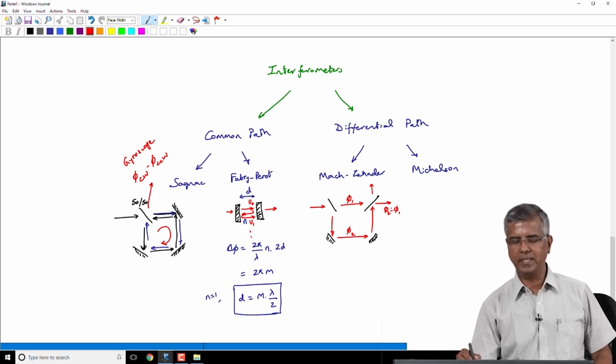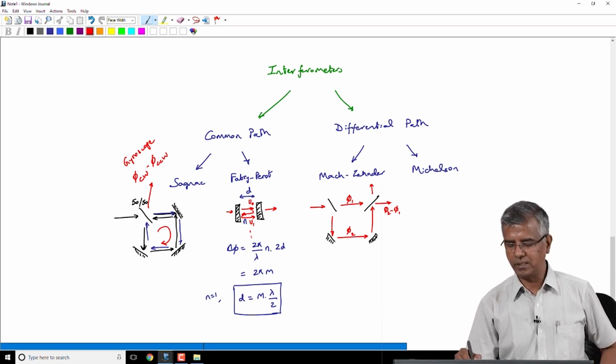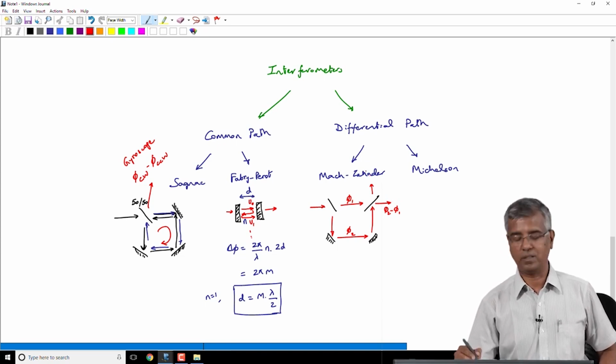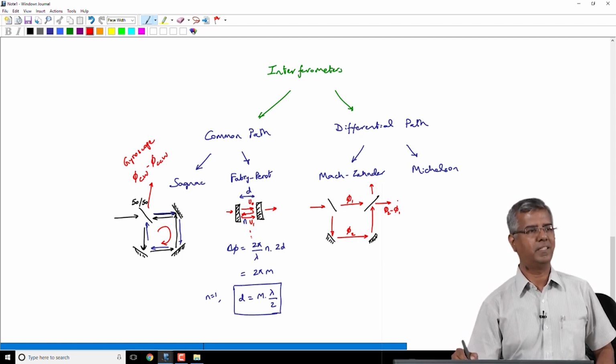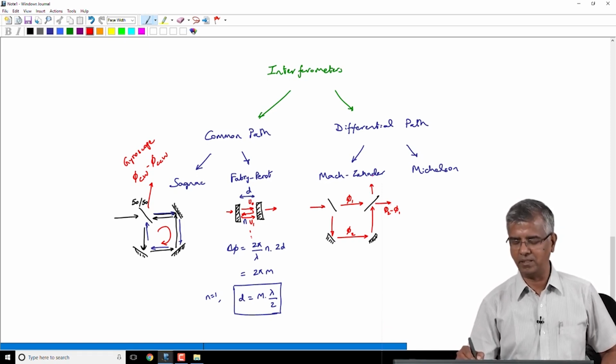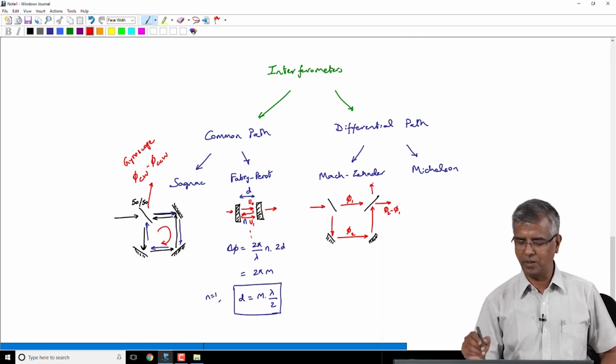The interesting part here is, if it's constructive interference in this arm, it corresponds to destructive interference in this arm, or in other words, if it is destructive interference, that is light is missing over here, okay, you will see that it actually appears over here. Okay. Why that is so, I am not explaining at this point, but maybe we'll come back and look at that.